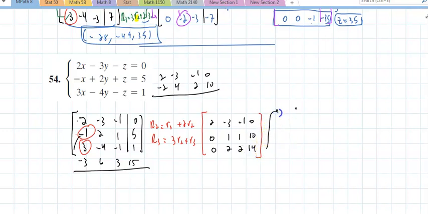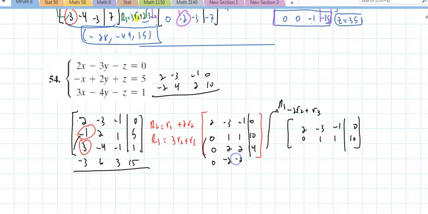And now if I take negative row 2 plus row 3 multiplied by 2, let row 3 equal that, what would happen? 2, negative 3, negative 1, and a 0. 0, 1, 1, and a 10. If I multiply this by a negative 2, that's 0, negative 2, negative 2, and negative 20. And if I add those, I'll get 0, 0, 0, and a negative 16.